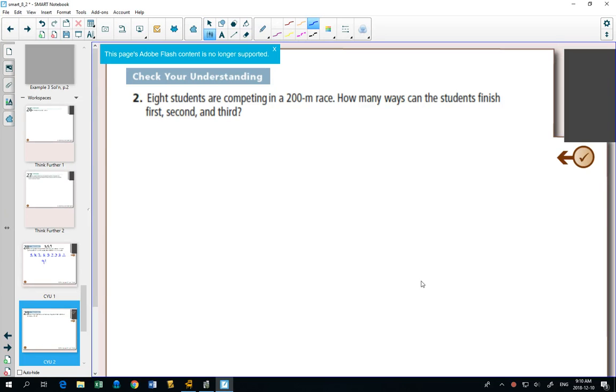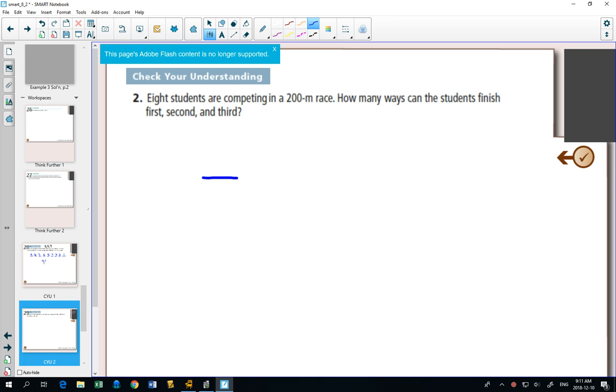8 students are competing in a 200-meter race. You've got medals for first, second, and third. How many different ways could you give out those medals? How many different ways can the students finish first, second, and third? Well, there are decisions to be made.